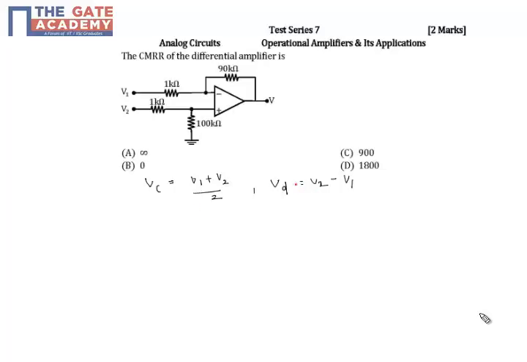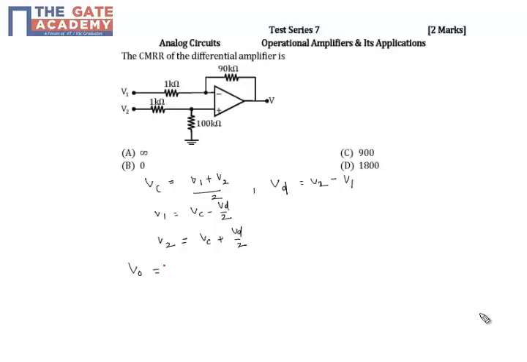Okay, so from these equations I have to write V1, V2 in terms of Vc and Vd. So if I write, I will get V2 equal to Vc plus Vd by 2 and V1 equal to Vc minus Vd by 2. So once I know V1 and V2, now I can find out the output voltage V0.